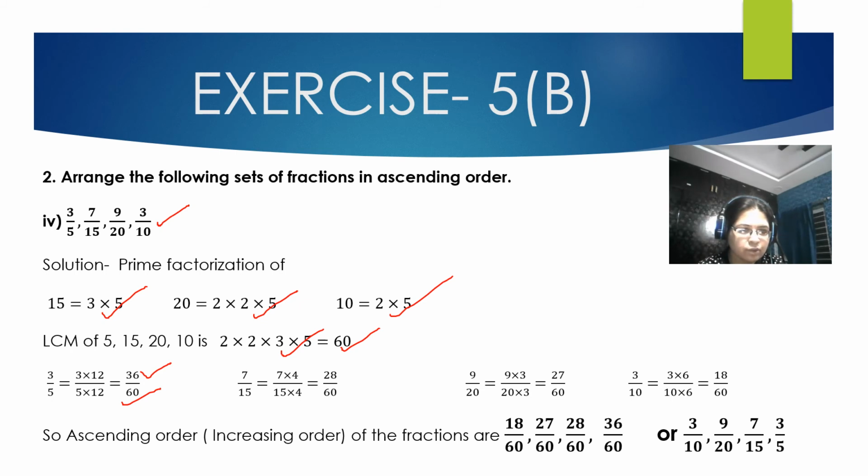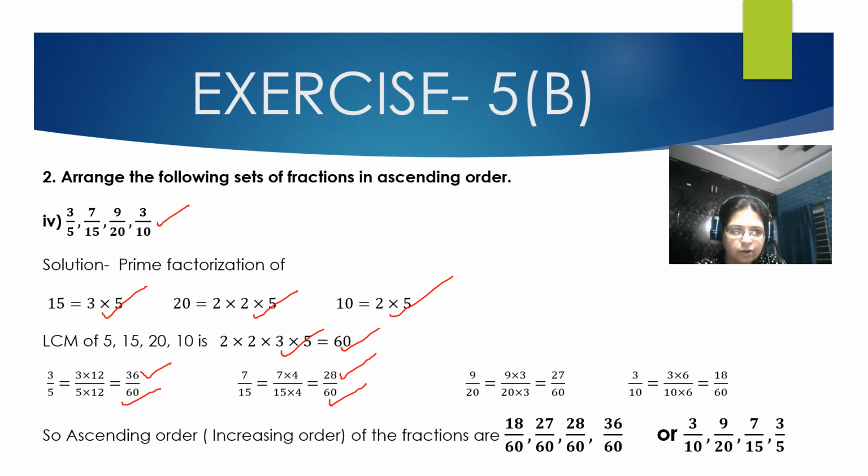3 divided by 5 and 36 divided by 60 are equivalent fractions. Now we have to convert 7 divided by 15 into an equivalent fraction, just equating the denominator 15 to 60, that is equal to the LCM. So we know 15 multiplied with 4 is 60. So we have to multiply the number 4 with both numerator and denominator, that is, multiply numerator 7 with 4 we get 28, and multiply denominator 15 with 4 we get 60. So 7 divided by 15 equals 28 divided by 60. So 7 divided by 15 and 28 divided by 60 are equivalent fractions.